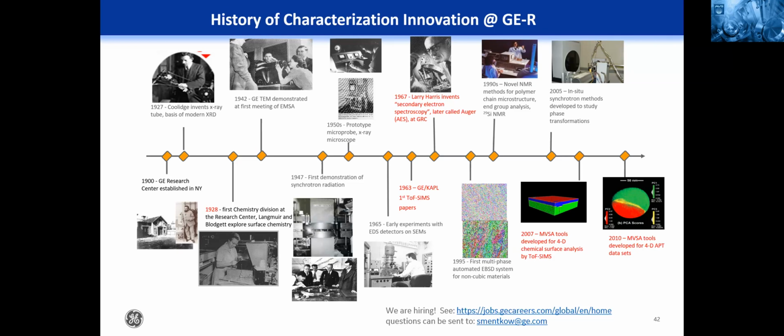Do you see the use of AES growing or shrinking for industrial materials and R&D?